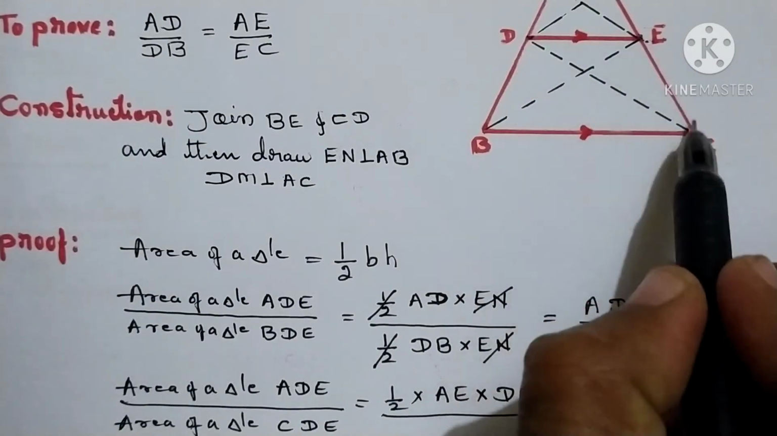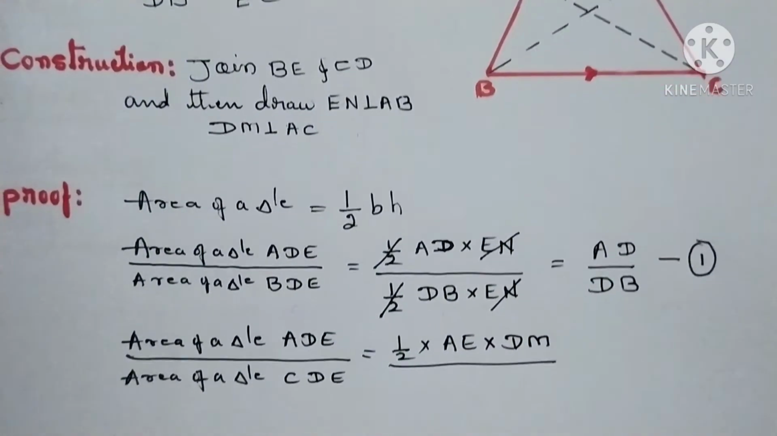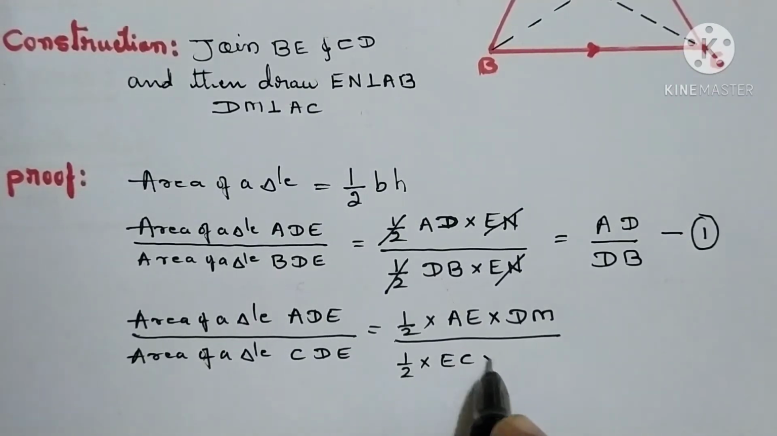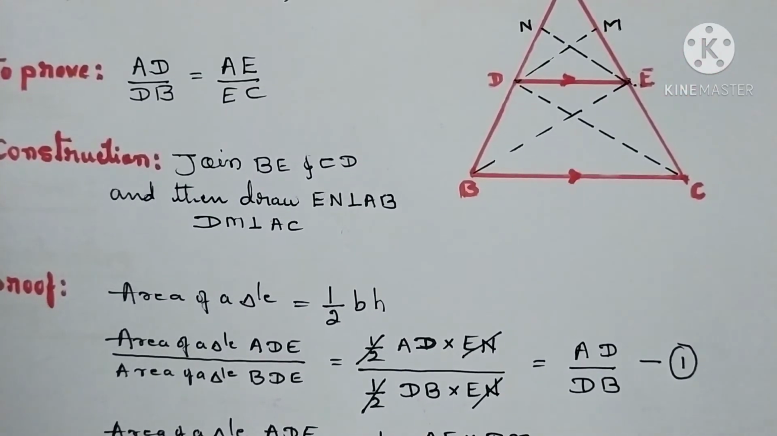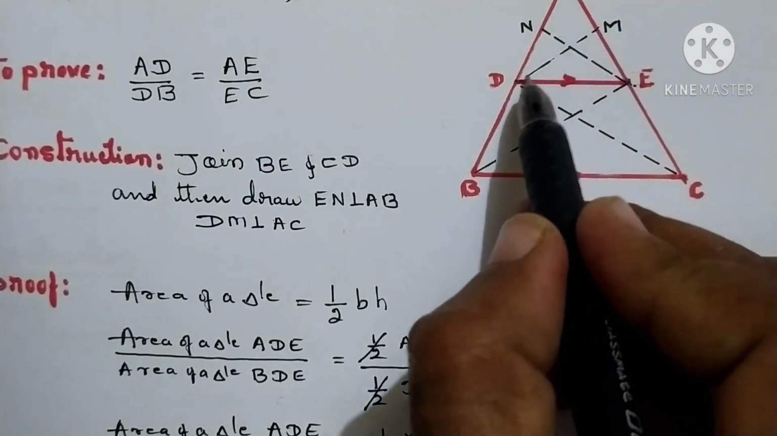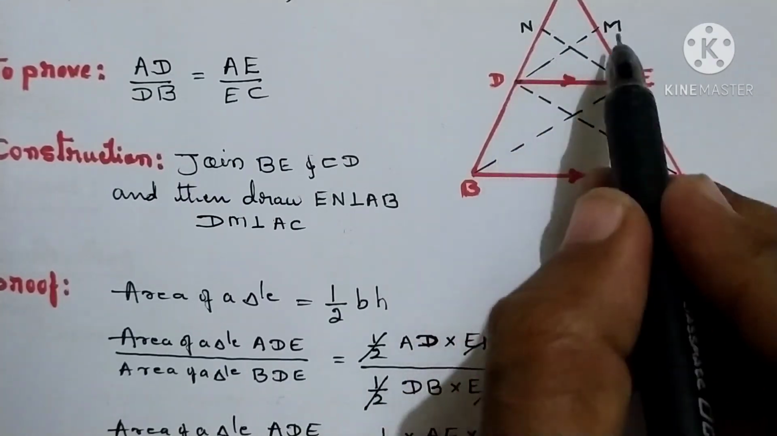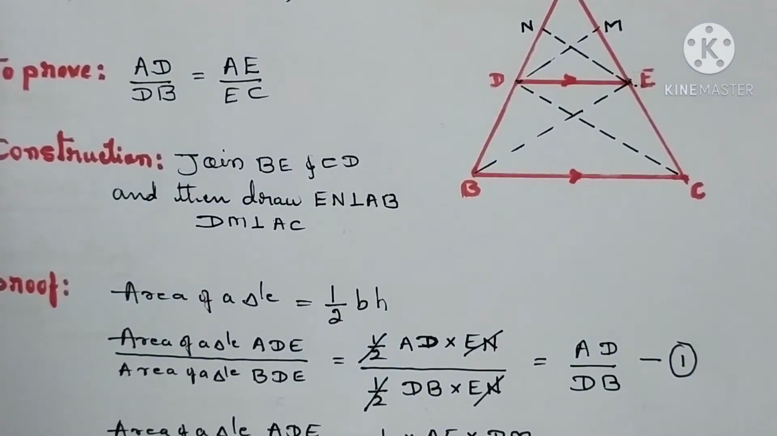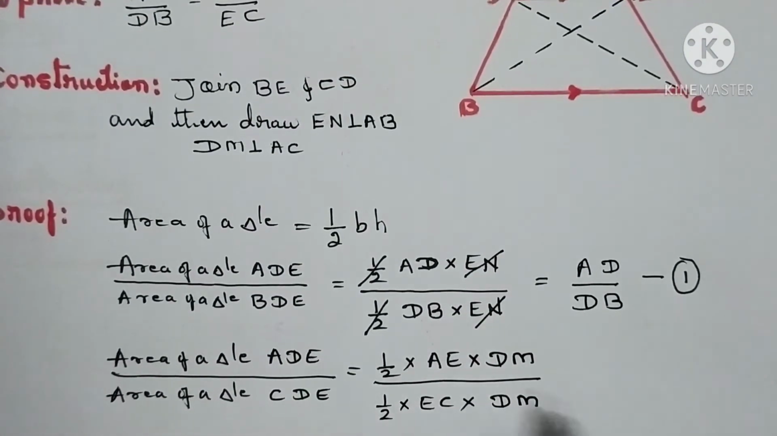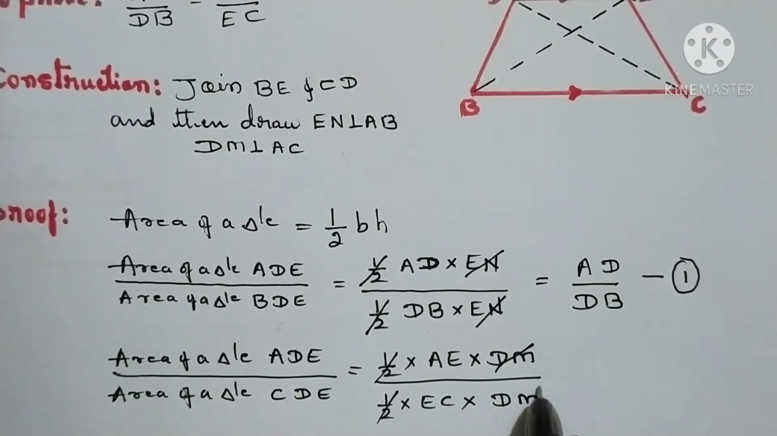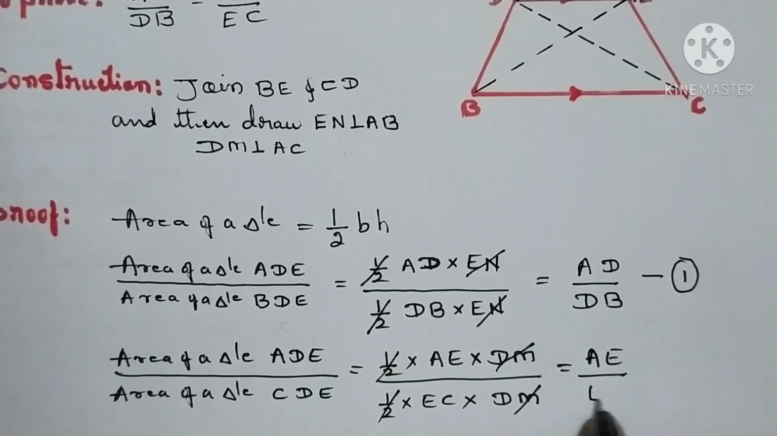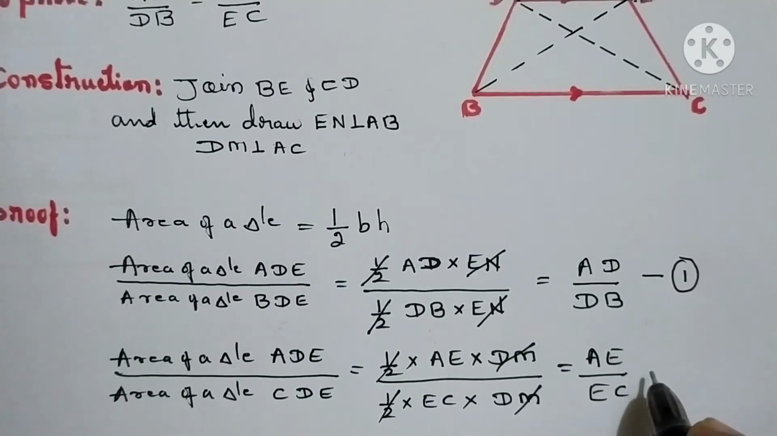In this, what is the base here? EC as the base. So here you should write half into EC into, what is the height here? Height we should take DM. DM is the height of this triangle. So here we should write DM. So now half cancels, DM cancels. So this is equal to AE divided by EC. AE divided by EC. So this is the second point.